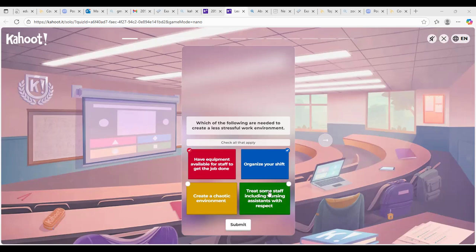Because if we take out "some" from "treat staff, including nursing assistants, with respect," then this will be a correct answer choice. But this "some" makes it incorrect. So this entire thing is not correct. So make sure you look at everything. And creating a chaotic environment, that doesn't match being less stressful.